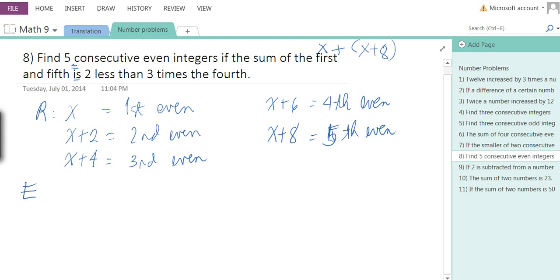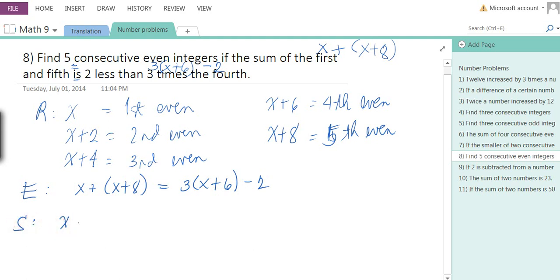So this sentence here is represented by 3 times the fourth, which is x plus 6. So less than, so minus 2. So my equation now is x plus 8 is equal to 3 times x plus 6, minus 2. Therefore, let's solve this now.